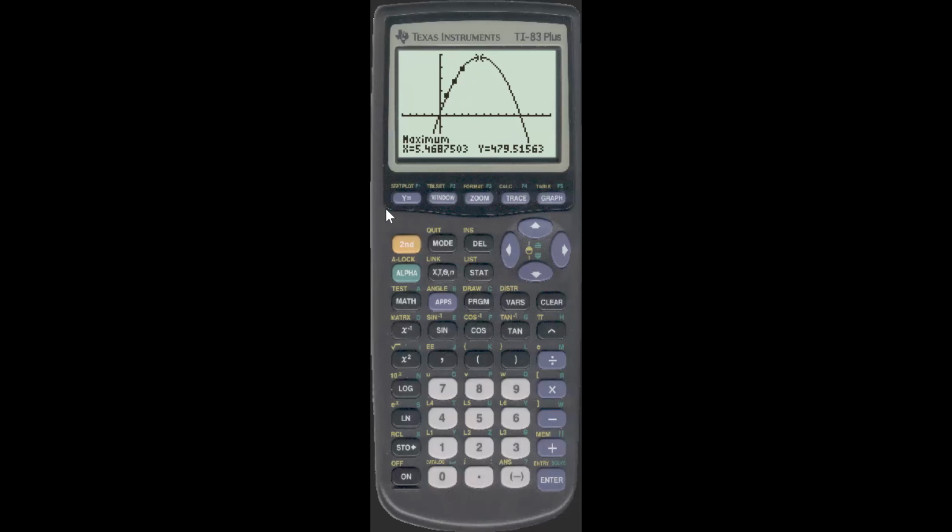Maximum. There you have it: 5.468, 479. And I guess that makes sense because that would be at about 5 seconds and it was at 479 feet. So that's consistent with what you have.